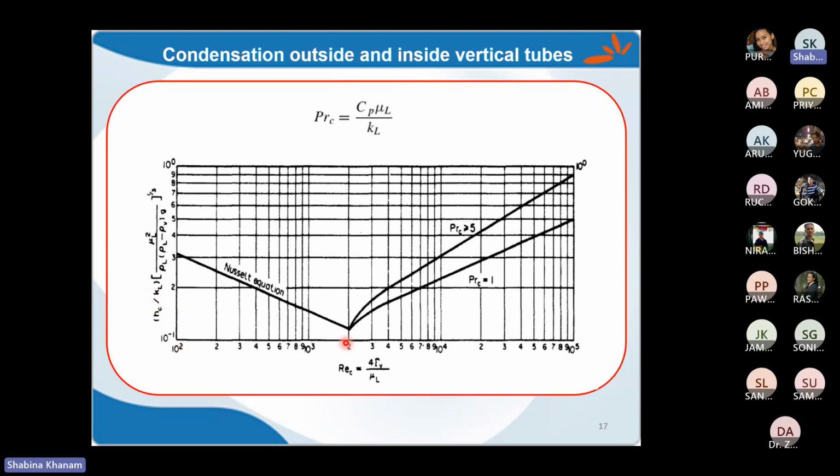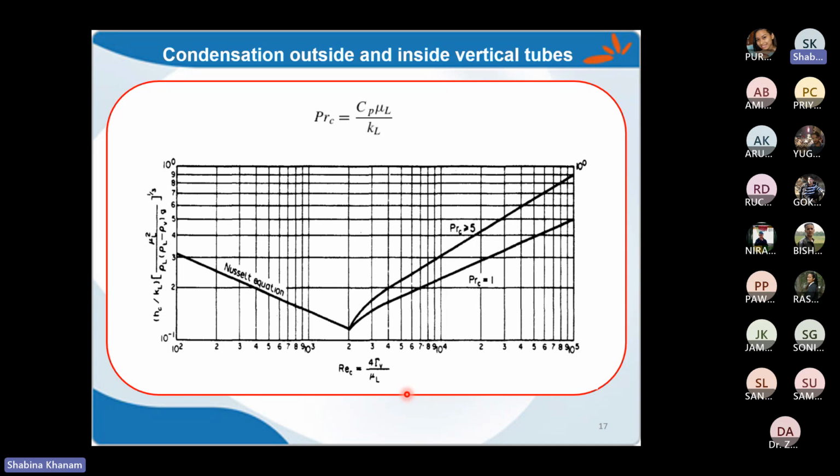So below 2000 also you can use this graph. It's not like only beyond 2000, below 2000 also you can use it, wherever the range is available over here from 100 onwards. So in this way you can find out the heat transfer coefficient for outside and inside vertical tubes. Outside and inside, how will you choose? Depending upon this gamma V, as we have discussed in the last slide.